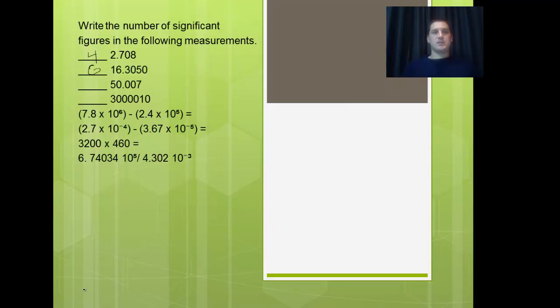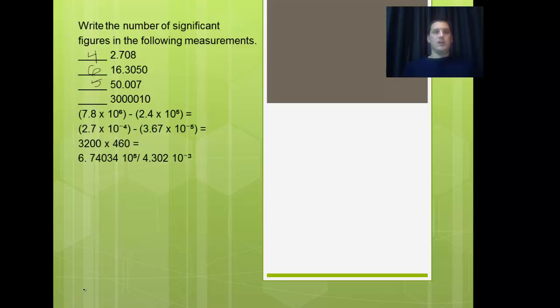Your next one is 50.007. Okay, so we have a decimal point. Again, that's what we want to look for. So these zeros are sandwiched in between 2 real numbers, a 5 and a 7. So all 5 of those are going to be significant digits. Okay, here's the one that's going to give some of y'all a little bit of problems.